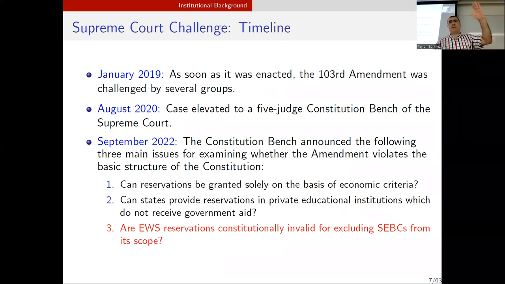There were four main items before this announcement. One of them is dropped. And in these judgments, the justices first formulate what they will decide, okay? And what they will decide is the following. Can reservations be granted solely on the basis of economic criteria? This is not something I'm qualified to comment on. I can only analyze the implications of that. Second question was, can states provide reservations in private education institutions which do not receive governmental aid? Interestingly, EWS reservation was provided even at private institutions, even though the other ones do not apply at private. So this is also not relevant to our discussion.